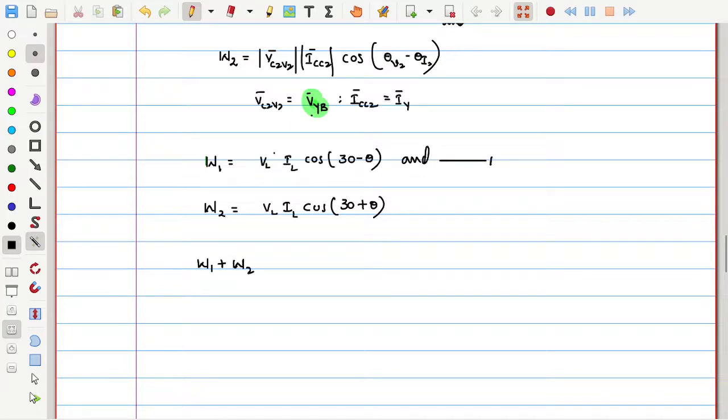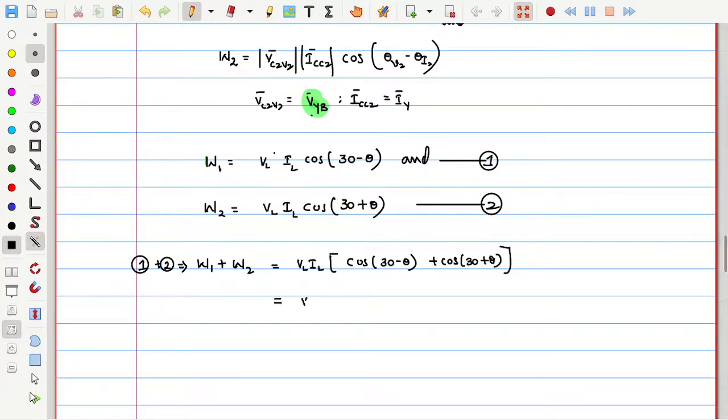This is, let us say, equation number 1 and equation number 2. So equation number 1 plus 2. What will I get? Check it. So VL, IL is common. So in which, cos of 30 minus theta, another is cos of 30 plus theta. Expand these things and simplify this. Tell me how much we will get. So root 3, that is cos 30 into root 3, VL IL cos theta we will get.